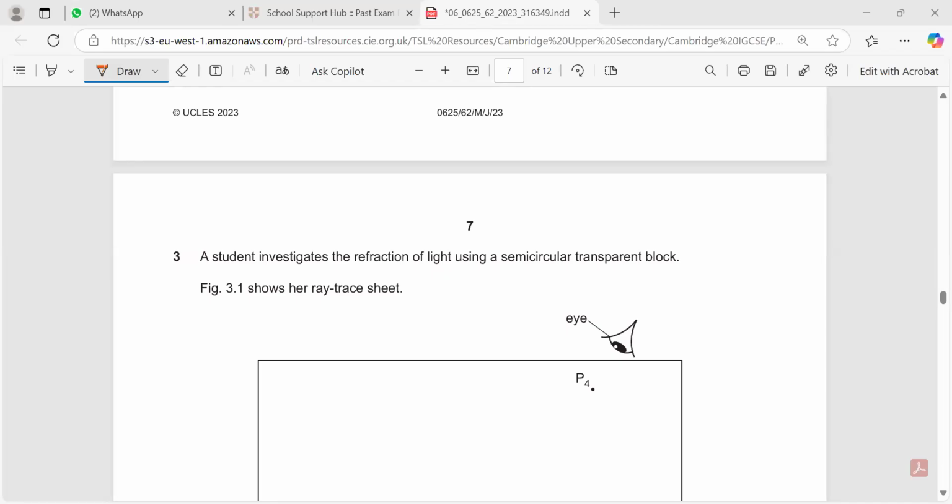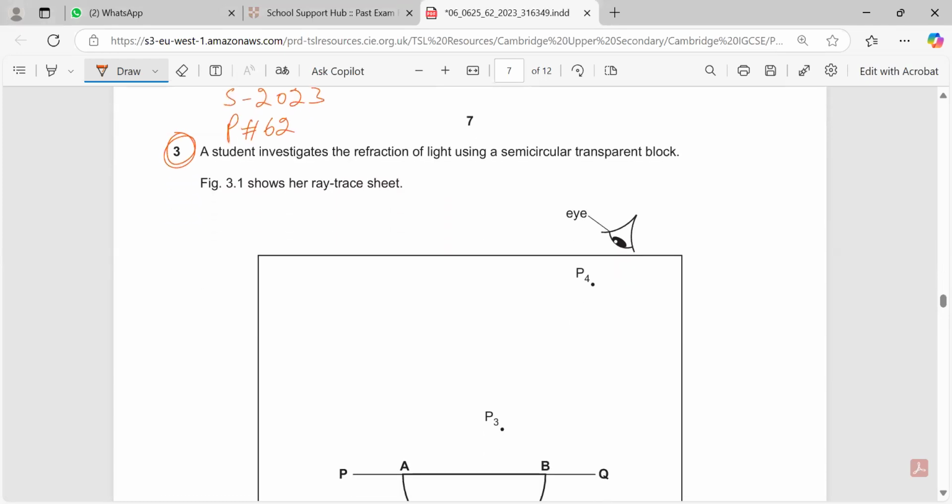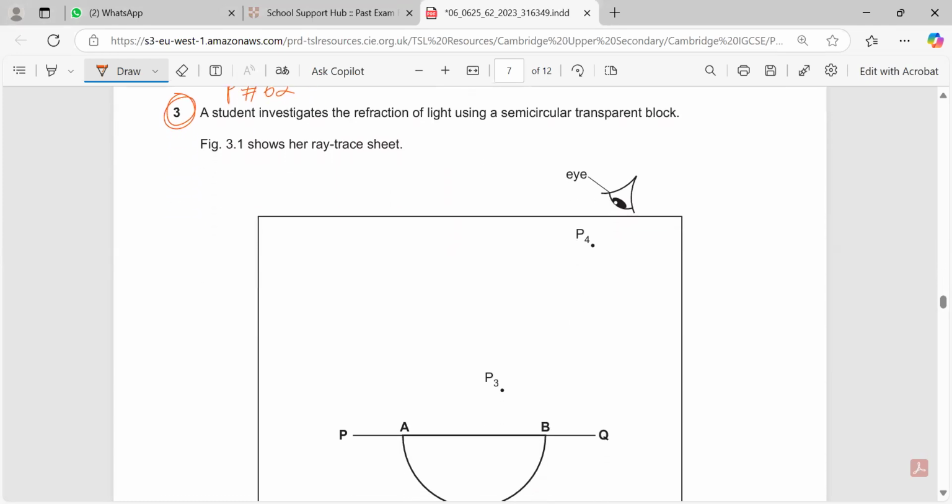Okay, my dear friends, this is the paper again, summer 2023, paper 6, variant 2, and we are solving question number 3 now. It's question number 3 of the same paper. A student investigates the refraction of light using a semicircular transparent block. Figure 3.1 shows her ray trace sheet.